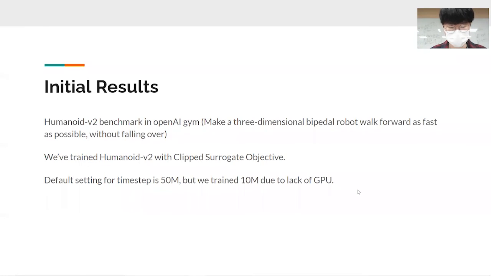As a result of replication, we've trained Humanoid-v2 with the original clipped surrogate objective. Humanoid-v2 is a benchmark for a bipedal robot to walk forward as fast as possible without falling over. The others trained the model with 50 million time steps, but that training takes too long in our restricted testing environment. Thus, we trained in only 10 million time steps, and this is the training result.